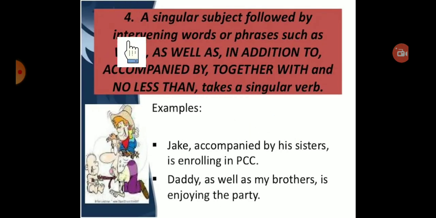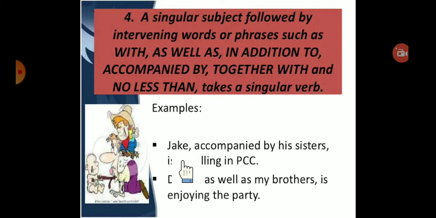Rule number 4. A singular subject followed by intervening words or phrases such as with, as well as, in addition to, accompanied by, together with, and no less than takes a singular verb. So if these kinds of phrases are added in the sentence, then what happens? It will be followed by a singular verb. Okay, let's learn with the help of examples.